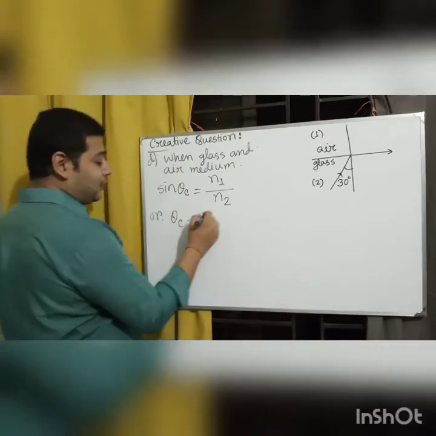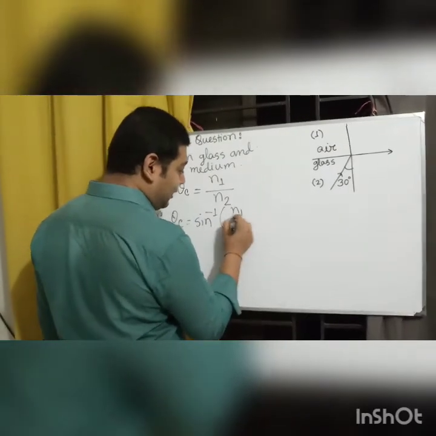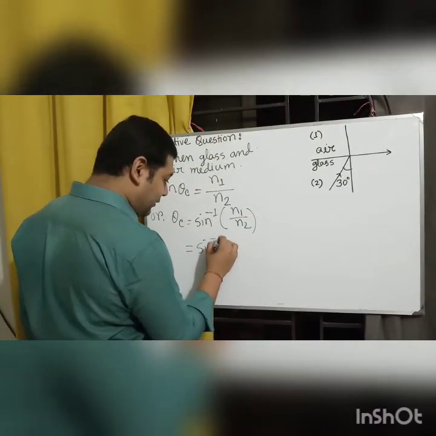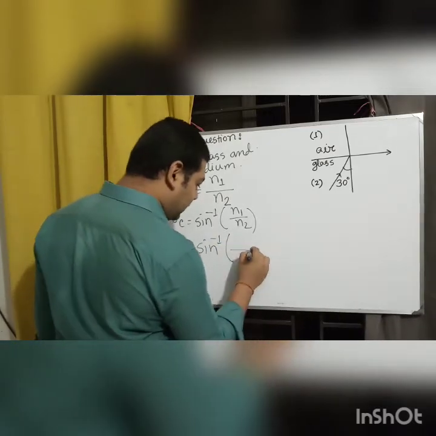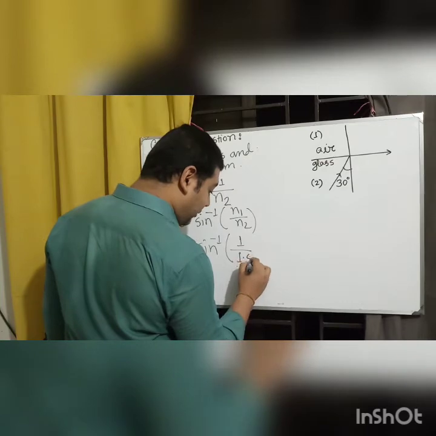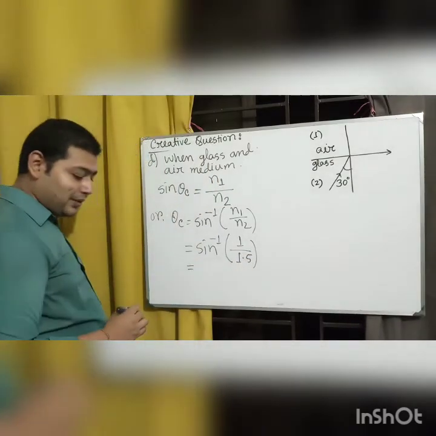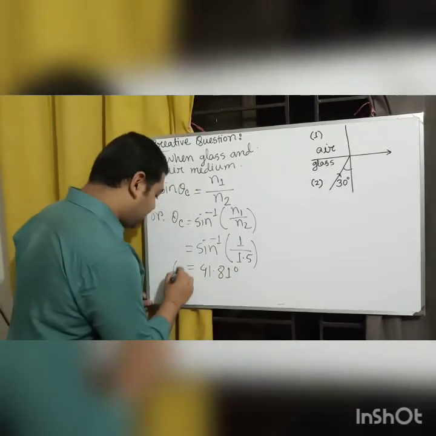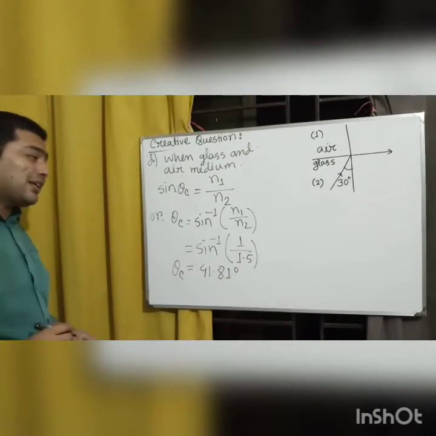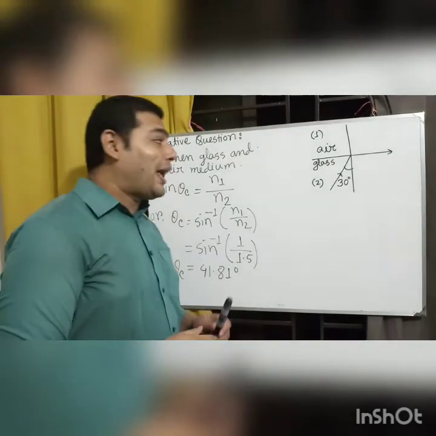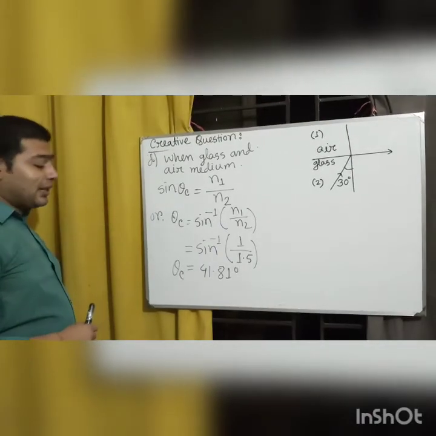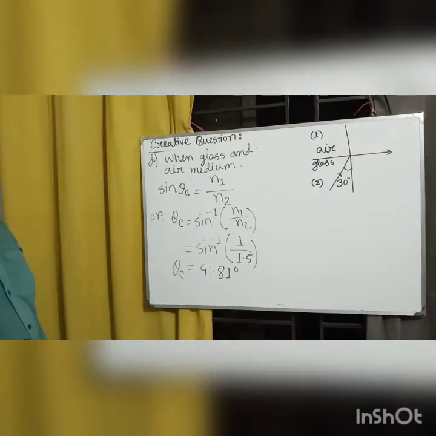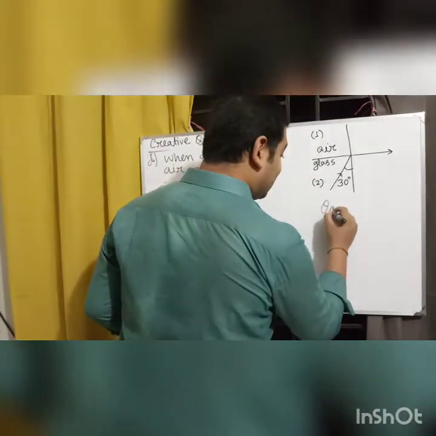theta c equal to sin inverse n1 by n2. So sin inverse 1 by 1.5, here n1 is 1 and n2 is 1.5. By calculating we get 41.81 degree. Okay, so for our given stem where the two mediums are air and glass, we get the critical angle theta c is 41.81 degree.